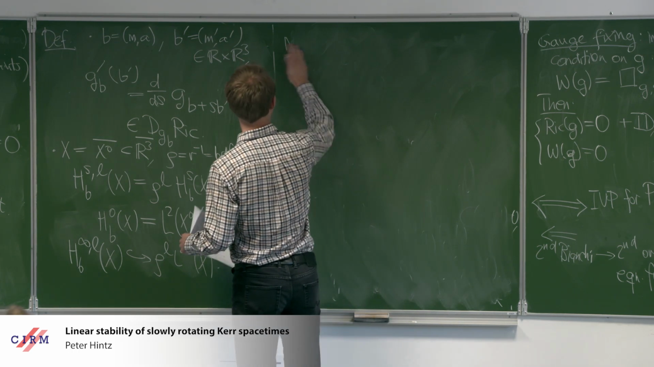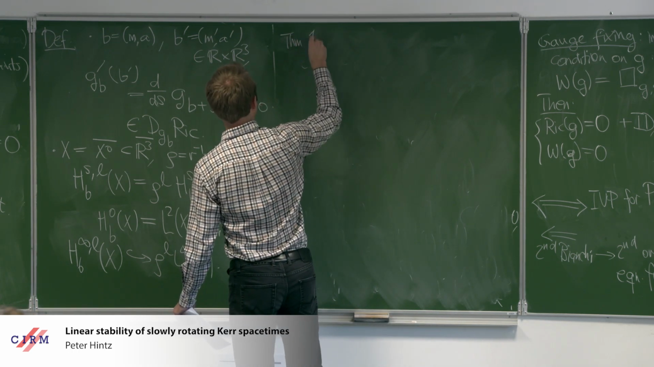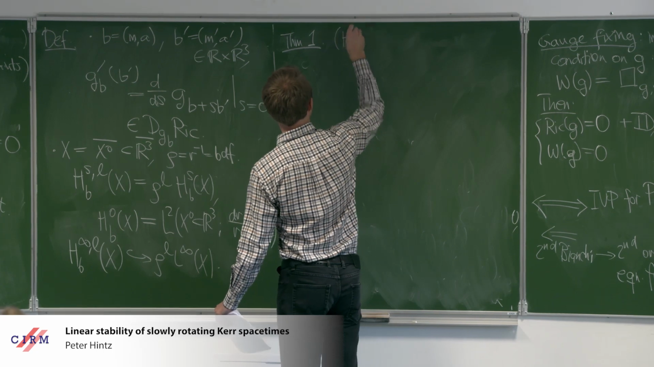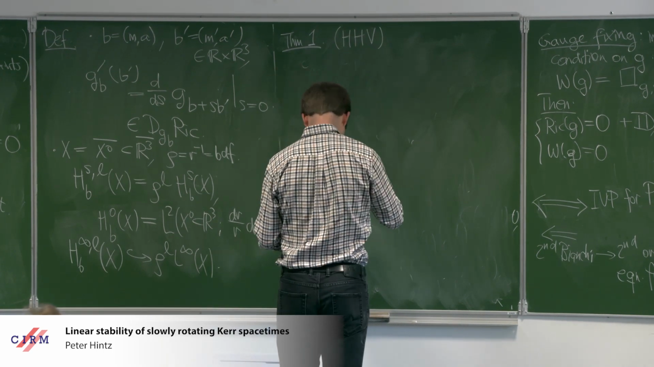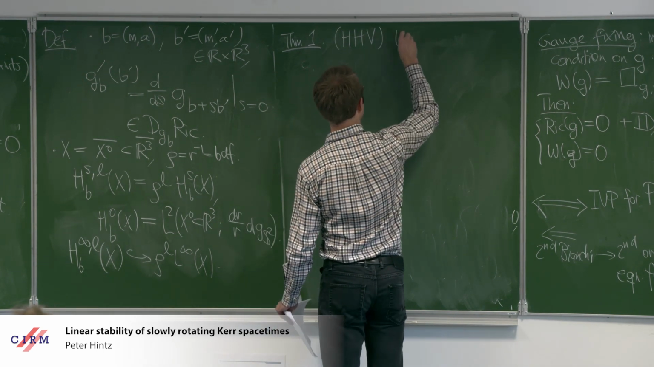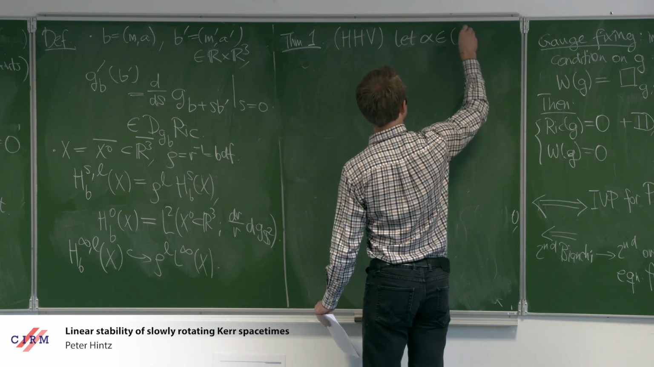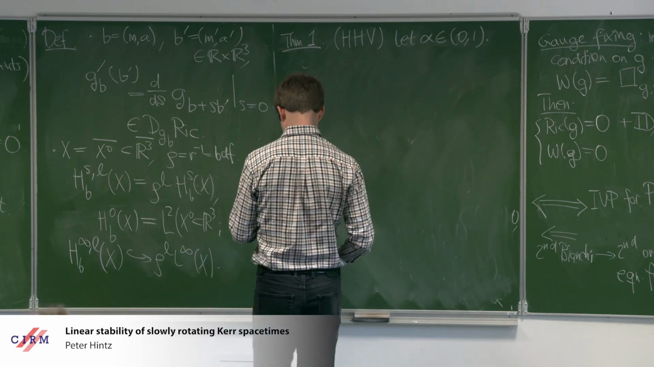All right, so now for a better version of the main theorem. So again, same paper. And it's now the following. So let alpha be a decay rate between 0 and 1.